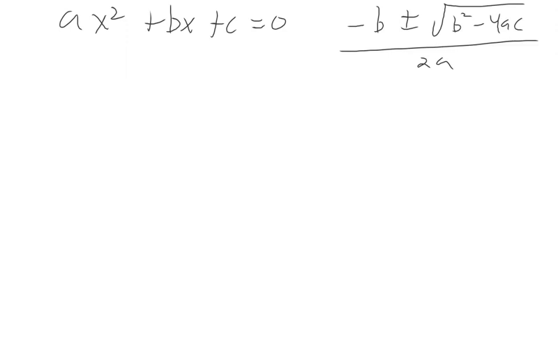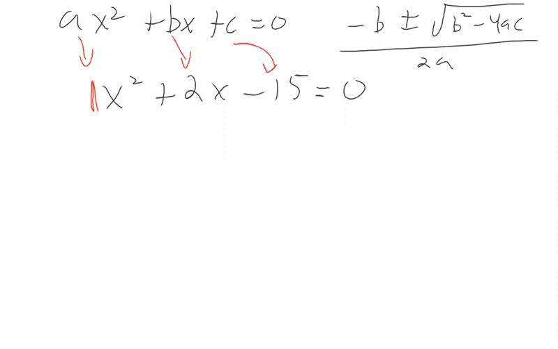Let's start with case 1. If I have x squared plus 2x minus 15 equals 0, in this case there's nothing here, so I will put a 1 just so we remember. So that is my a, my b is 2, my c is the negative 15, and now we are just putting the numbers into the formula.